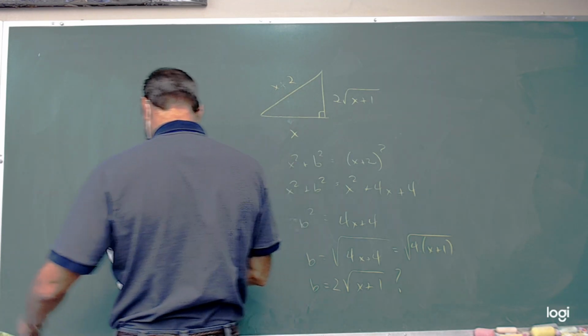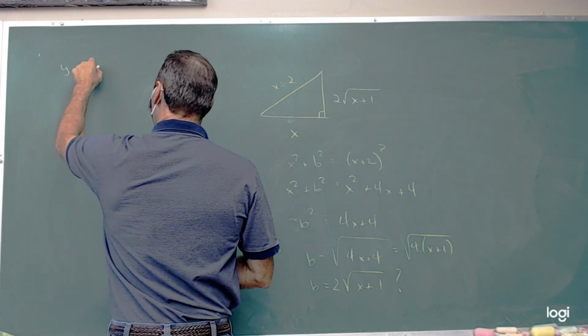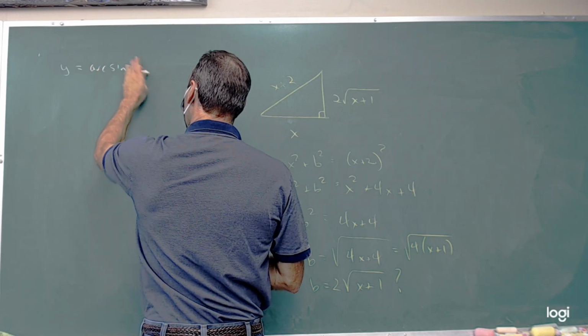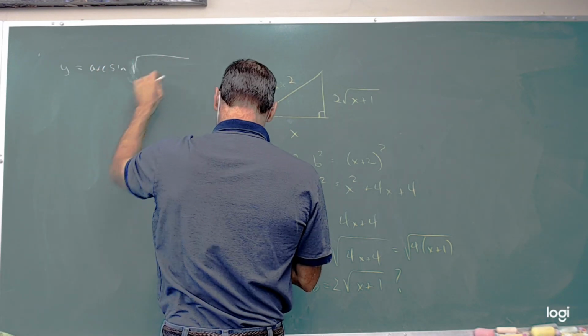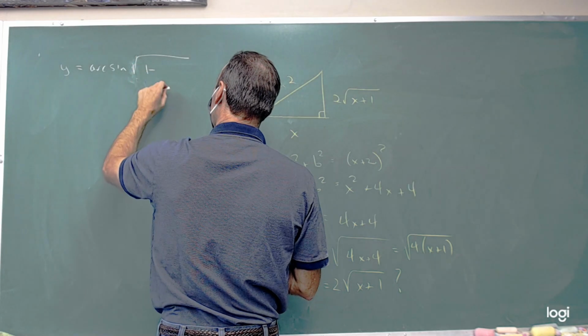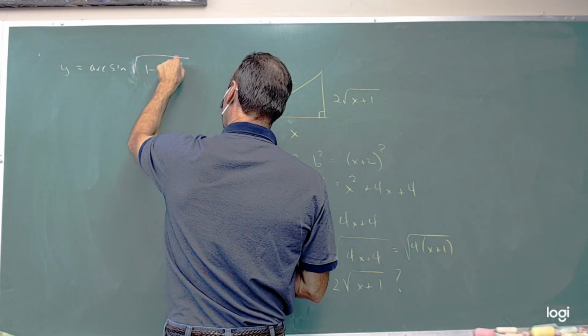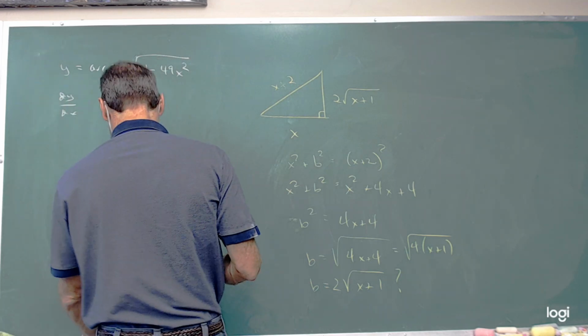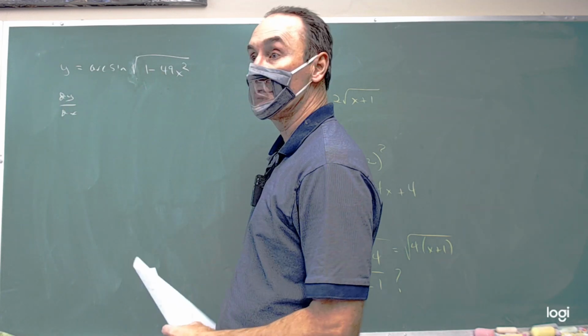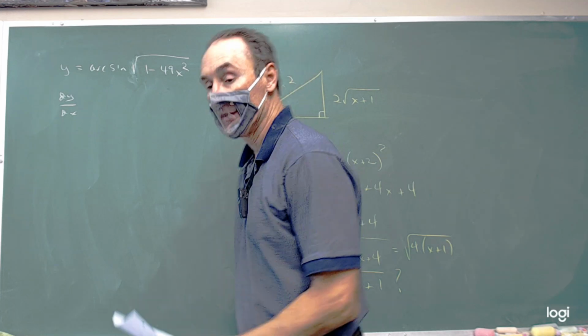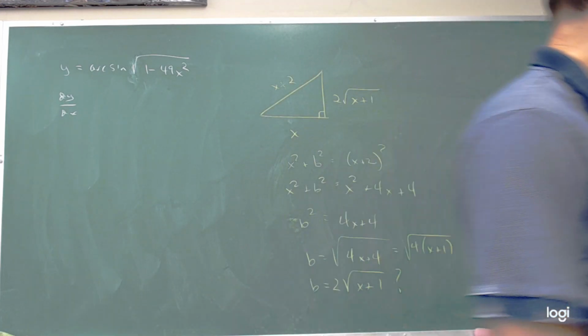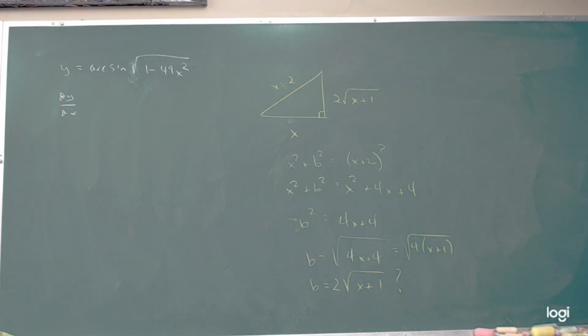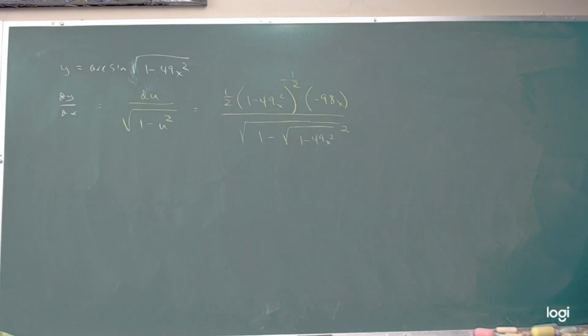Okay, so let's try another, but let's do a challenging derivative. So we have y equals arc sine of the square root of 1 minus 49x squared, and we are going to try to find the derivative. Now this is a tough chain rule derivative. See what you can do with that. I'm going to deal you out a review here. You keep working. I'm going to get us started.